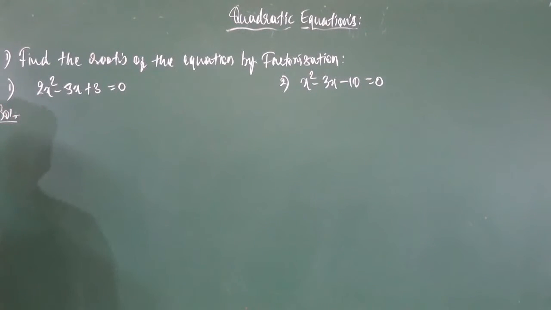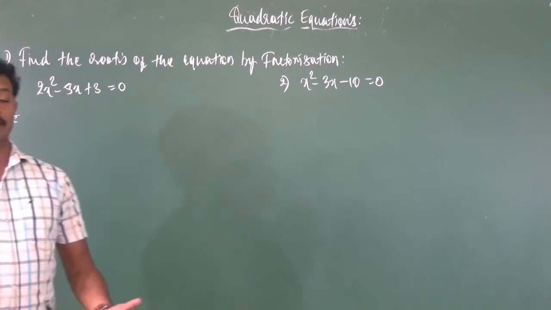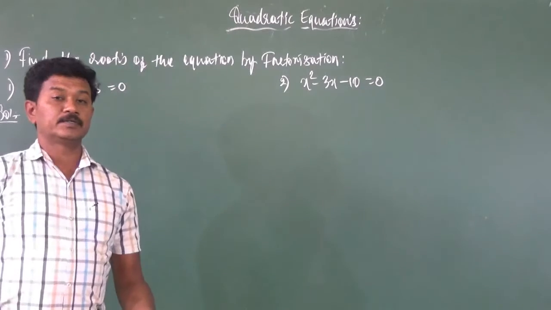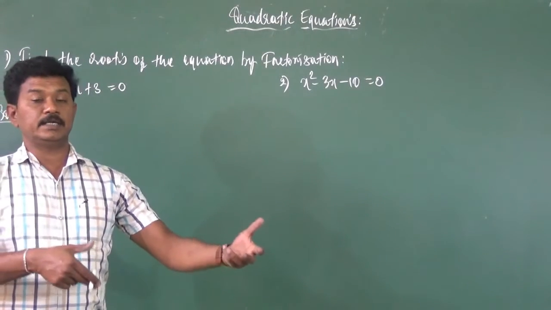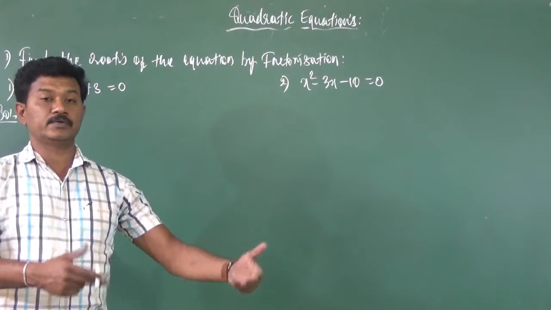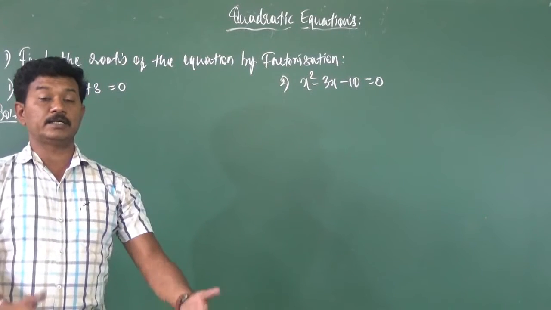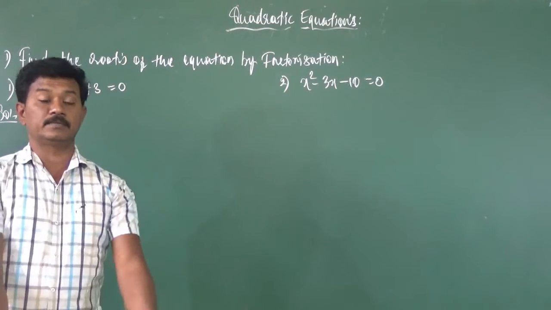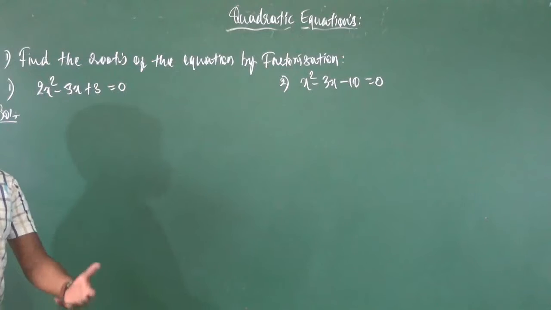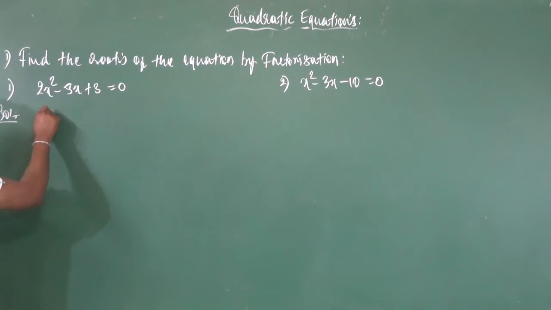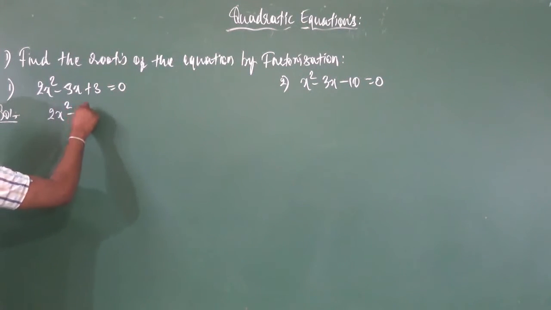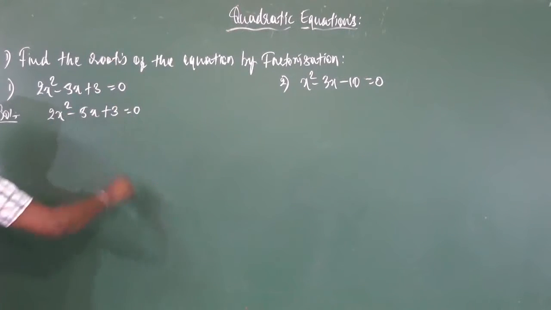You have to practice this because in the next session when I solve statement problems, the statement gets converted into an equation. That equation on solving will reach a quadratic equation, and that quadratic equation has to be solved by the method of factorization to reach the roots. So this is very important. So let us write down the equation: 2x square minus 5x plus 3 is equal to 0.